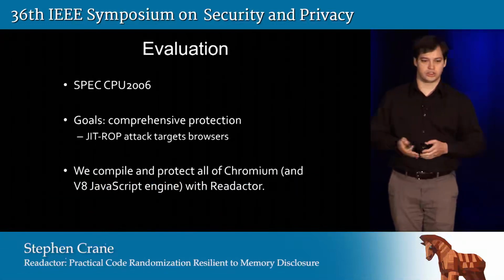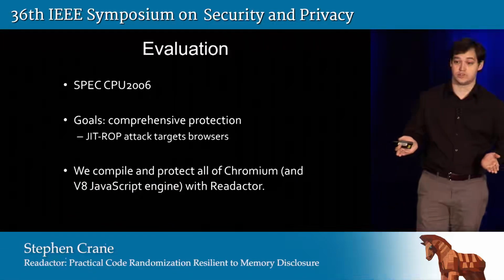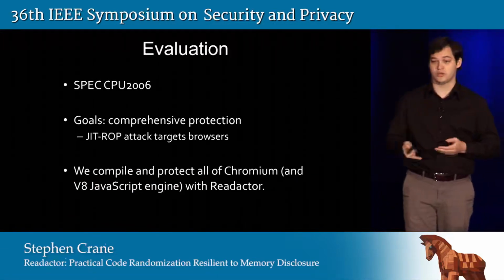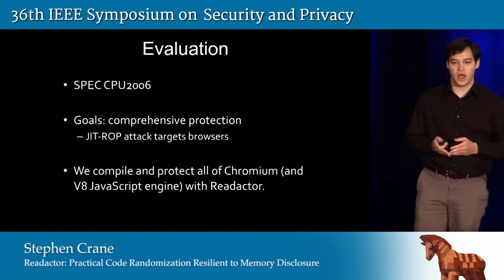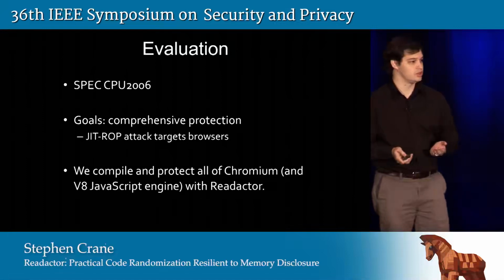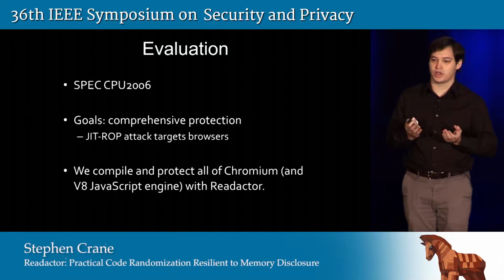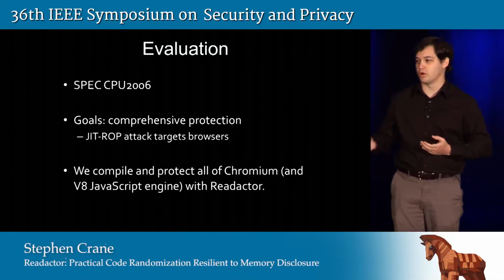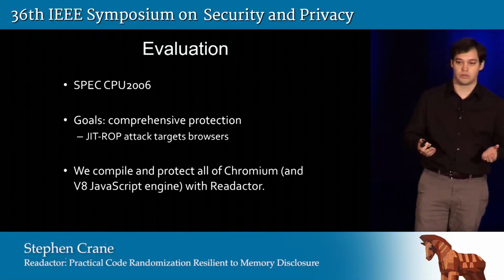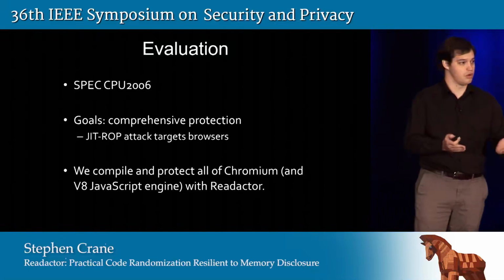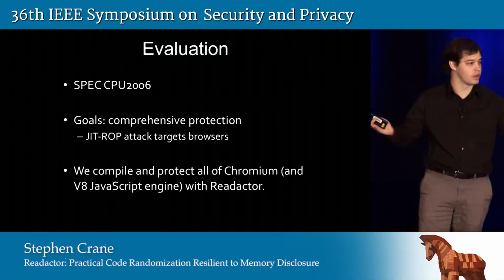So of course, as all good system security researchers must do, we need to evaluate the performance of our system. We evaluate on SPEC CPU 2006, the standard benchmark suite of compute-intensive benchmarks. And this allows us to compare our solution to other competing solutions. But as I mentioned, we want comprehensive protection. We want something that works in the real world. In order to do this, we need to target a real-world state-of-the-art browser. So what did we do? We took Chrome, we compiled it with our protections, and we defend all of the Chrome browser that many of you are running on your laptops.